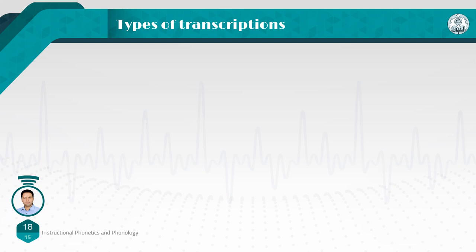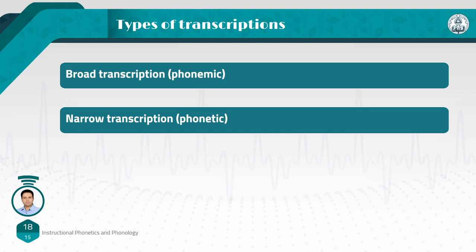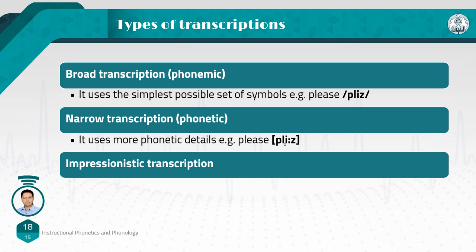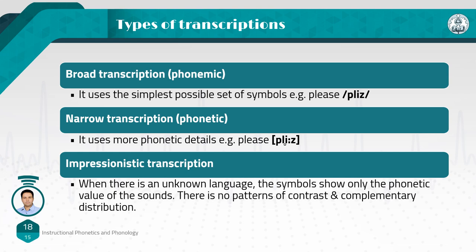All in all, we can say that we have three different types of transcriptions: broad transcription or phonemic, narrow transcription or phonetic, and impressionistic transcription. Broad transcription uses the simplest possible set of symbols, for example, please, in slash marks. Narrow transcription uses more phonetic details, for example, please, in brackets together with a diacritic, as you can see the small circle below the l sound. And impressionistic transcription is when there is an unknown language.